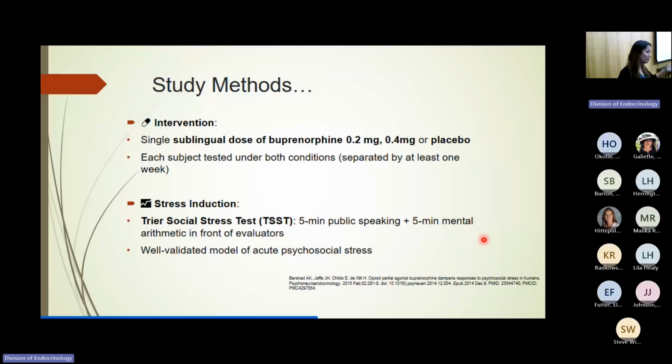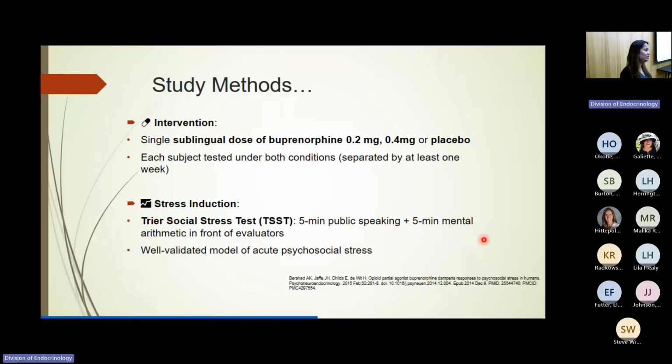They had a 7-hour period where they tested those individuals. They divided them blindly into 3 groups, getting a placebo, or 0.2 milligram of buprenorphine, or 0.4 milligram. Each subject was tested under both conditions, separated by at least 1 week. How they checked for the stress.